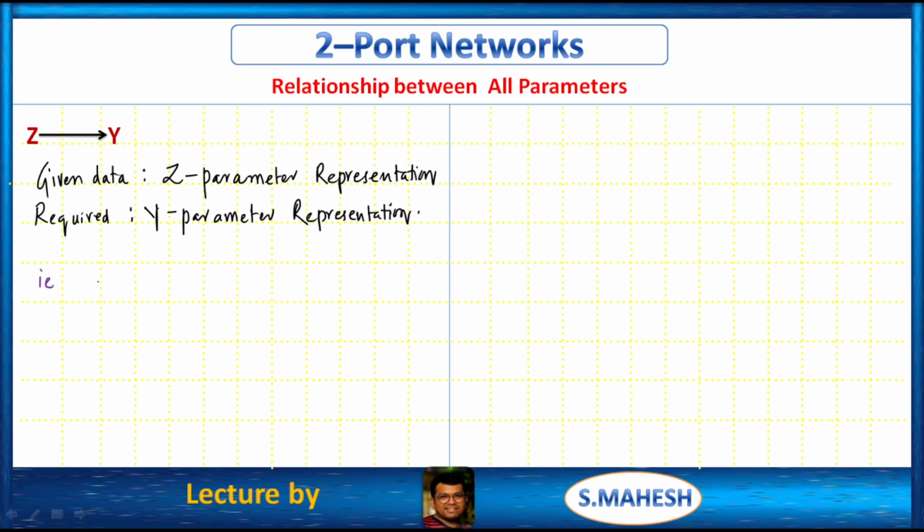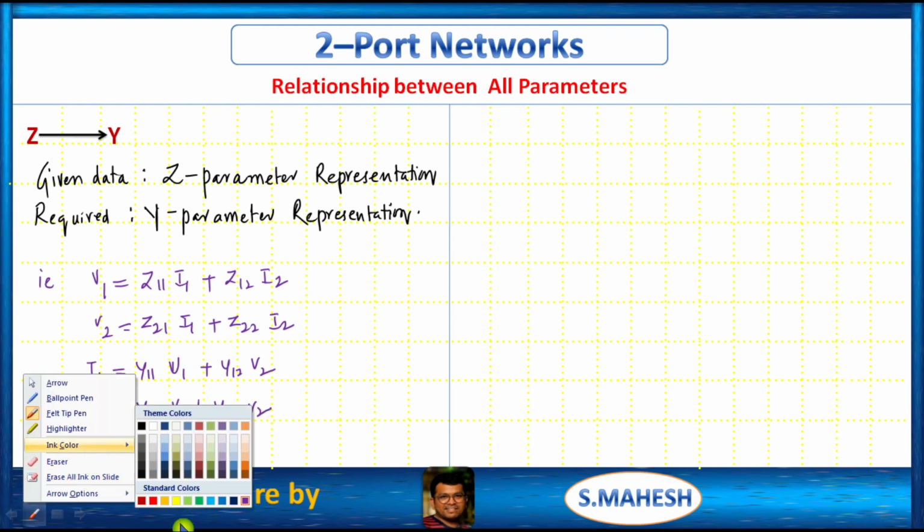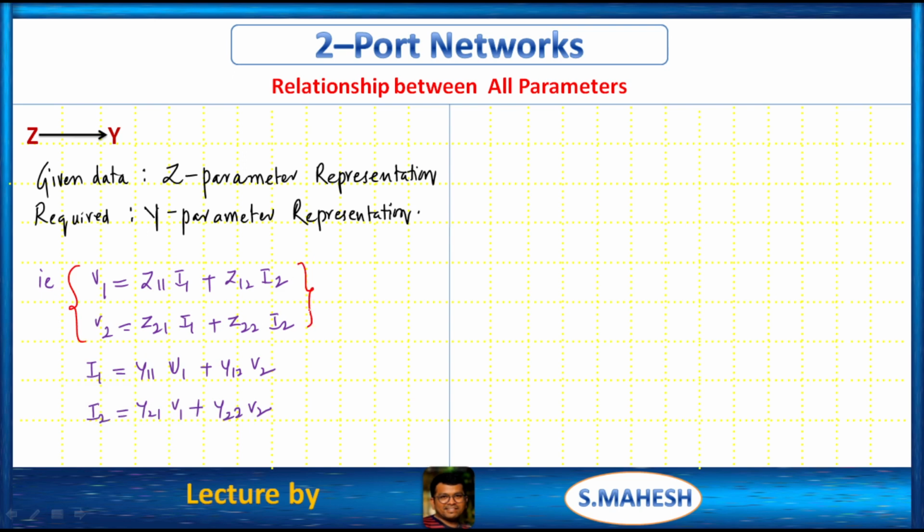What is the governing equation for Z parameter representation? That is V1 is equal to Z11 I1 plus Z12 I2, and V2 is equal to Z21 I1 plus Z22 I2, right? Like that for Y parameter representation, I1 is equal to Y11 V1 plus Y12 V2, and I2 is equal to Y21 V1 plus Y22 V2. That's it. This is for Z, this is for Y.